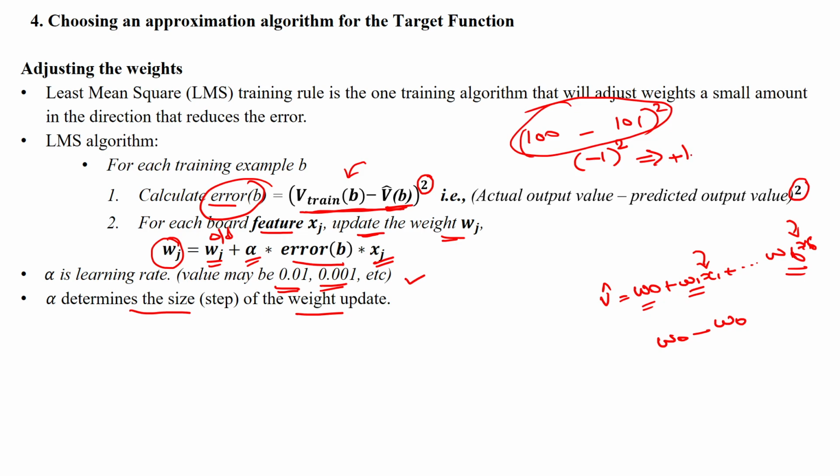So here this is plus 1. Suppose sometimes the actual value may be 100 and the predicted value may be 125. So here is the major difference between the actual output and the predicted output, so it has to be decreased towards 100. For that we can use the least mean square algorithm to reduce the error.